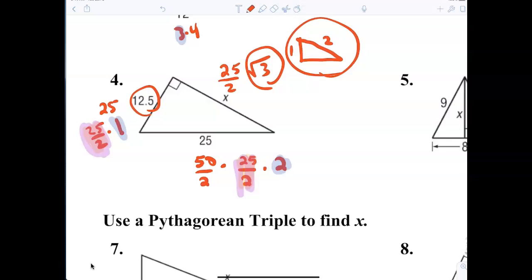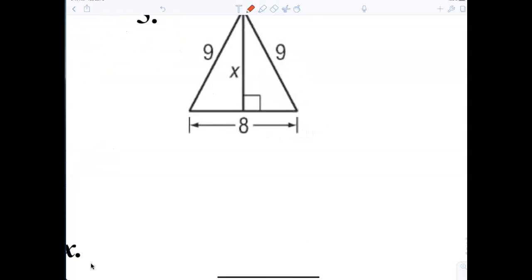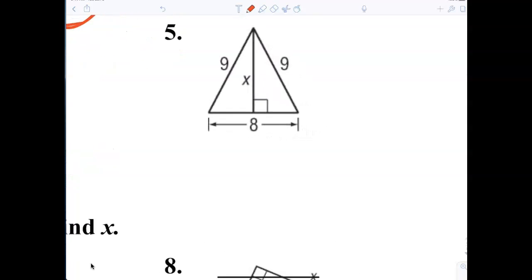All right, let's go on to number 5. So this is an isosceles triangle. Do you agree? So what happened to the 8 when I drew the altitude? What's this? That's right, so this is 4. Thank you. So now you've got to do some mental math here. What's 9 squared? 81. What is 4 squared? 16. So now I have to do 81 minus 16 because I have the hypotenuse, correct?